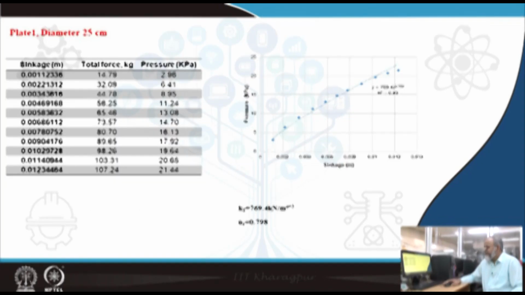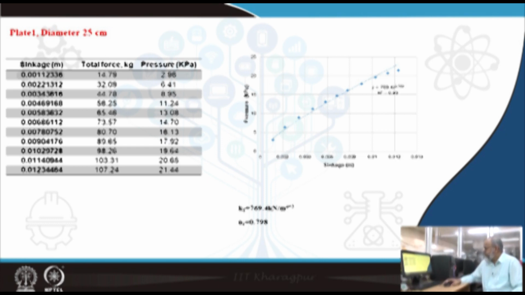Now the data which you obtain related to plate 1, that is diameter 25 centimeter: these are the sinkage values, these are the corresponding force values, and then force was converted to pressure by dividing by its area, pi r square. So these are the pressure data which you got. Now we try to plot this pressure data against the sinkage data. So sinkage we have taken on the x-axis and pressure on the y-axis.